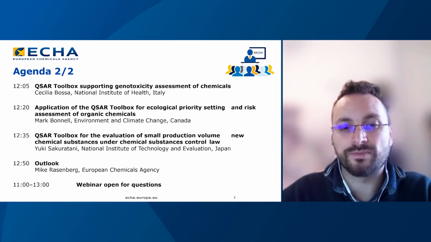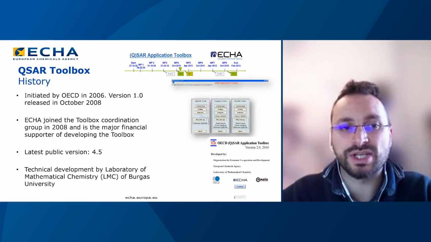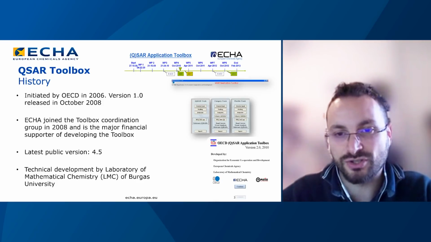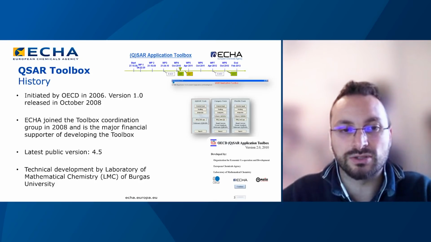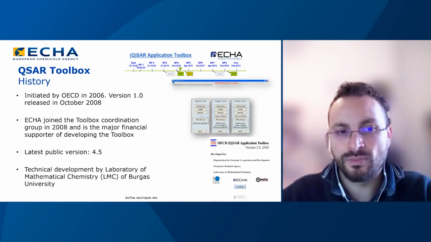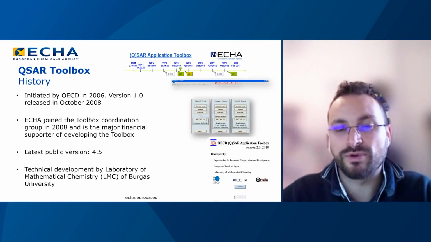But before starting with the presentations, I want to conclude my introduction with a historical note on the toolbox. This project was initiated by OECD in 2006 with the version 1.0 released in October 2008. You can see a screenshot of that on the right. ECHA then joined the Toolbox Coordination Group in 2008 and is the major financial supporter of developing the toolbox. The latest public version is now the version 4.5. The technical developments have been done by the Laboratory of Mathematical Chemistry, LMC, of Burgas University.